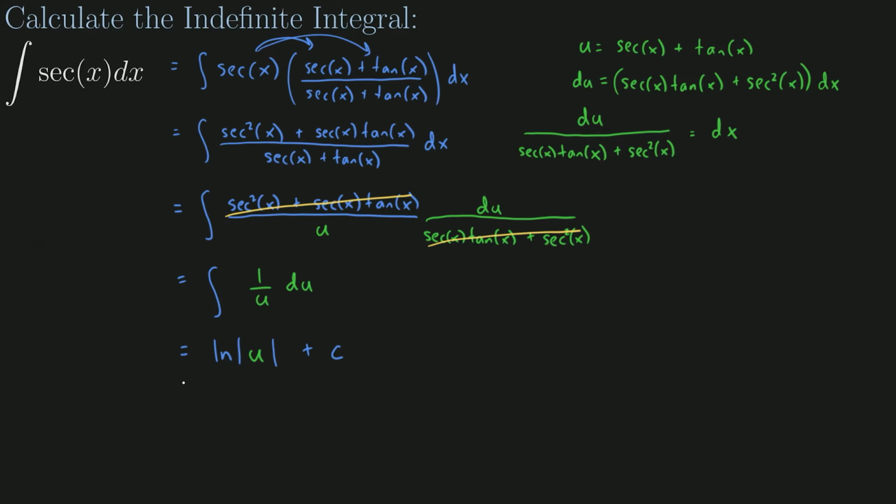And as always, if we start with x, we need to end in x. So our last step will be to back substitute our original substitution. That leaves us with the natural log of the absolute value. And our substitution was secant of x plus tangent of x. And then we'll include our plus c.